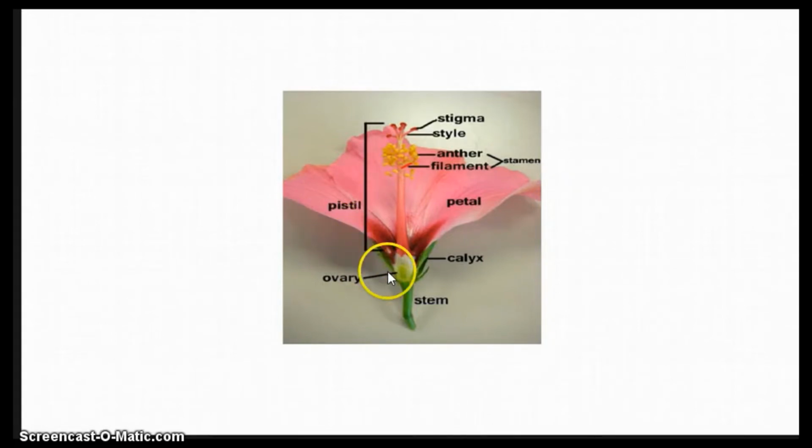We'll further study the different parts of the female reproductive part, that is the pistil, and the male reproductive part, that is the stamen. So the sepal and petal are the non-reproductive or vegetative parts, while the pistil and stamen help in reproduction. They are the male reproductive part and the female reproductive part of a plant.